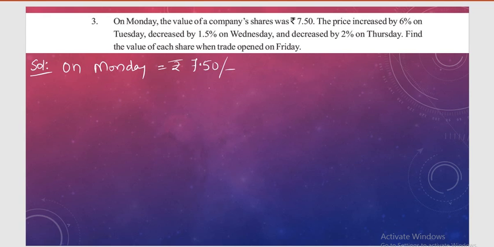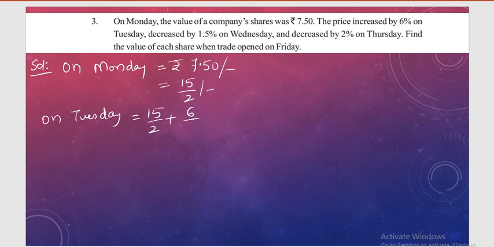So this 7 rupees 50 paisa I can write as 15 by 2, no? Can I represent it as 15 by 2? So I can write it as 15 by 2 rupees. Right. Next, on Tuesday what happened? On Tuesday there was a 6% increase, no? So already 15 by 2 rupees is there.